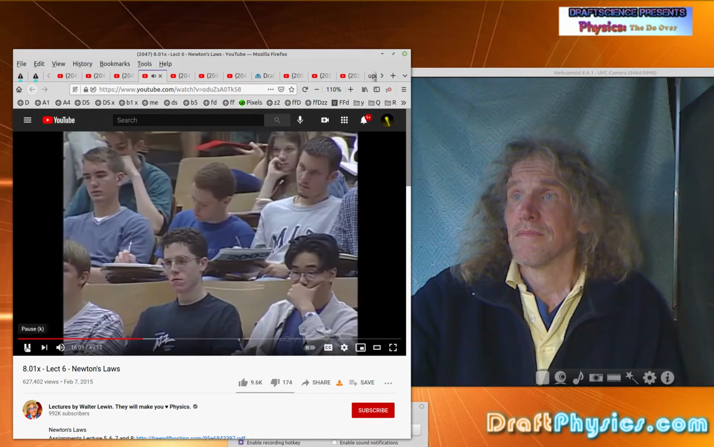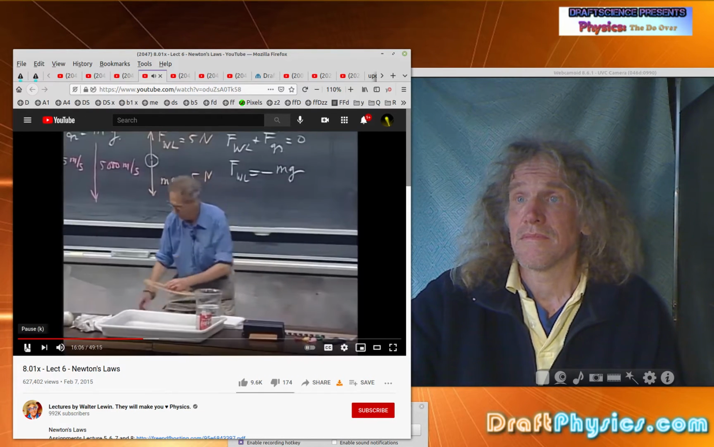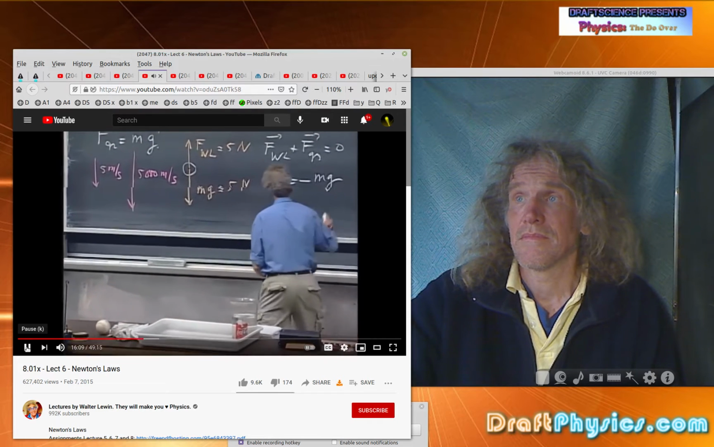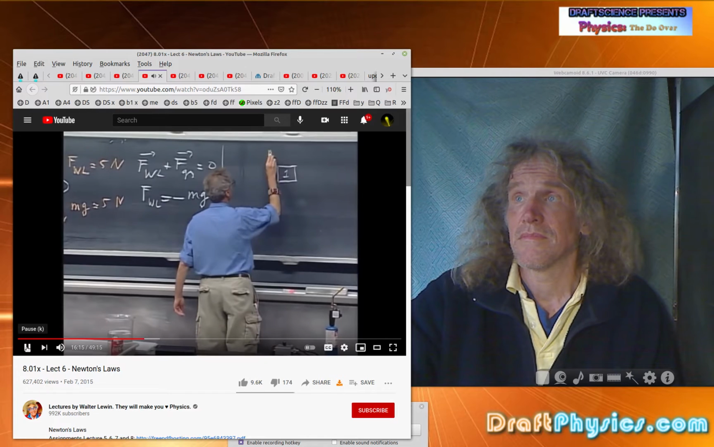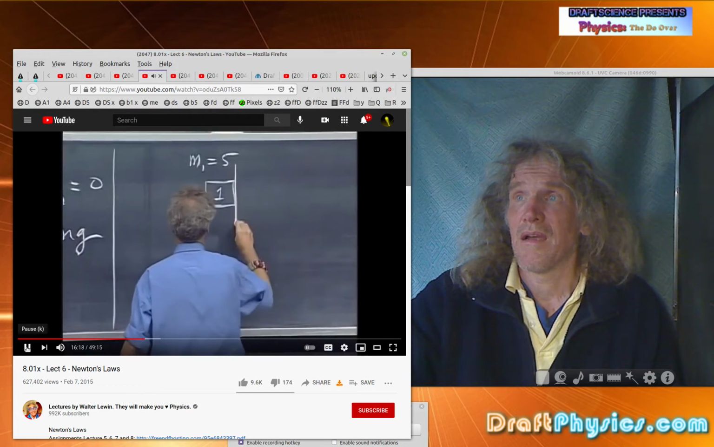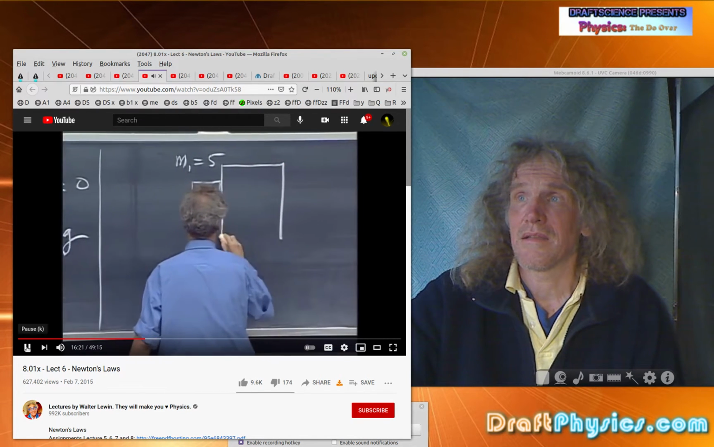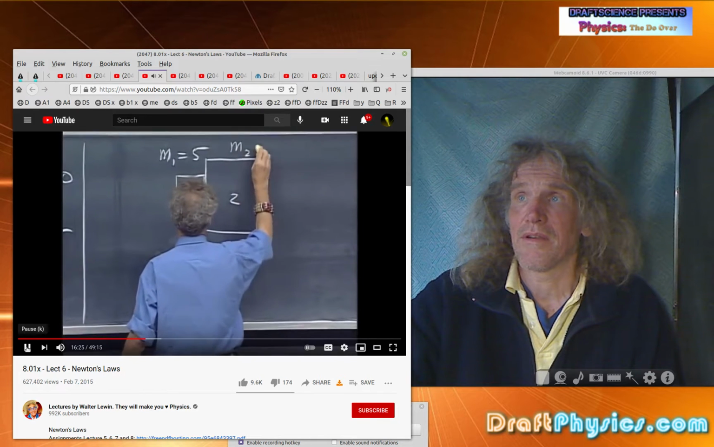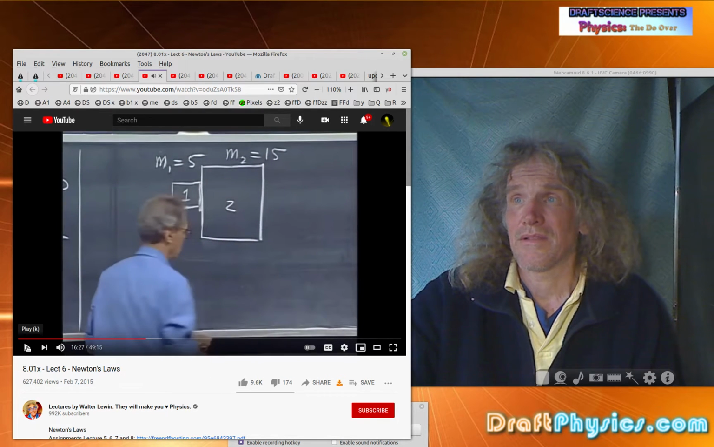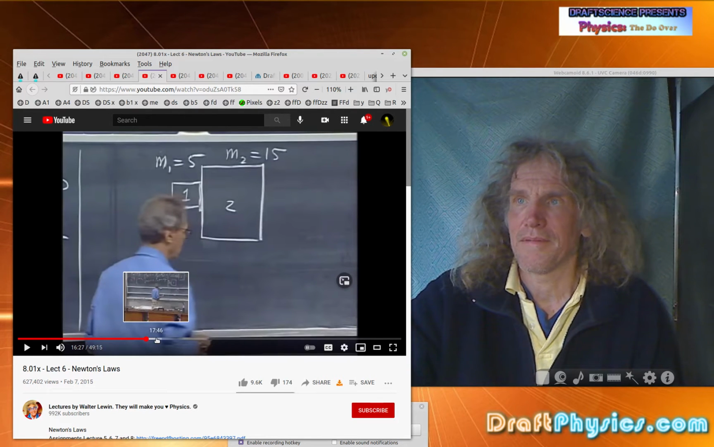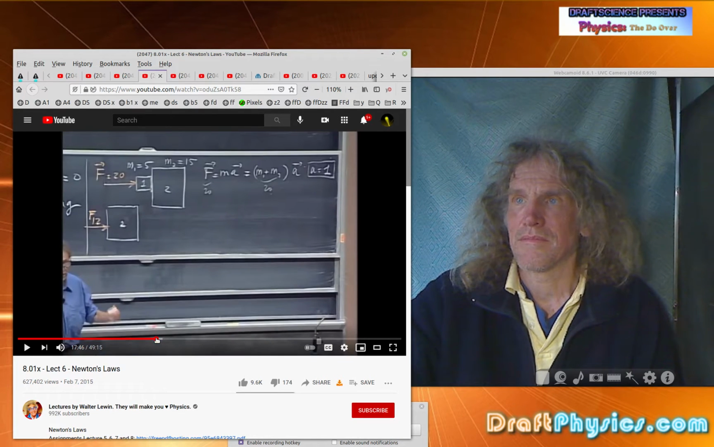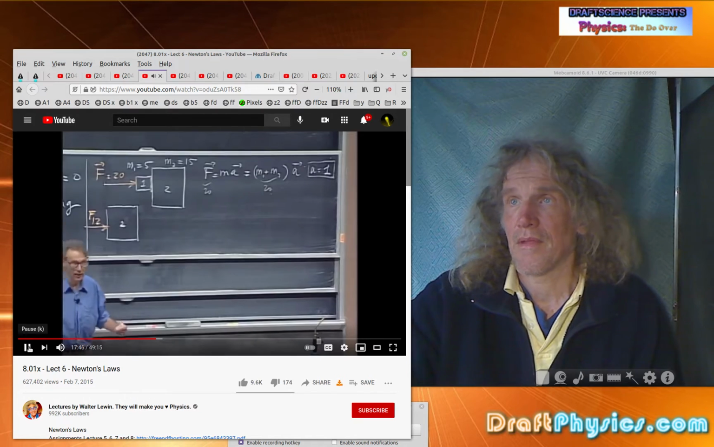Let us work out a very simple example. We have an object which has a mass m1. This is object number 1, and m1 is 5 kilograms. Attached to it is object 2, and m2 equals 15 kilograms. All right, let's go ahead. We'll jump ahead a little. It's an acceleration of 1. That's a given already.